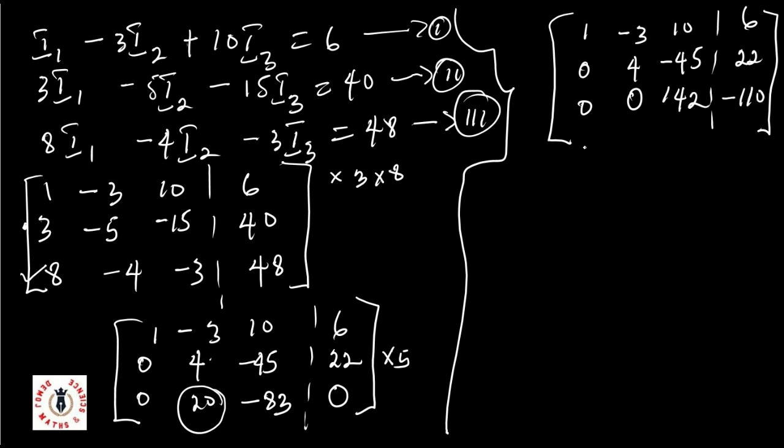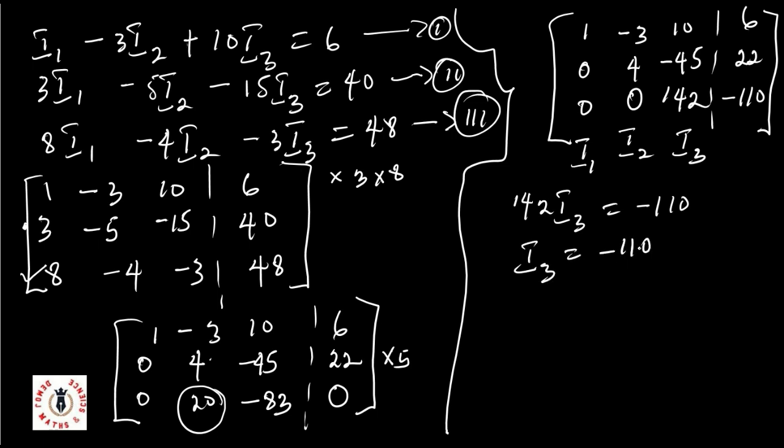Obviously, this column here highlights my I1. Here is my I2. And here also is my I3 and my results. Now, considering the last row from Gaussian elimination method, I know that 142 I3 will be the same thing as minus 110. I3 will be the same thing as minus 110 over 142.